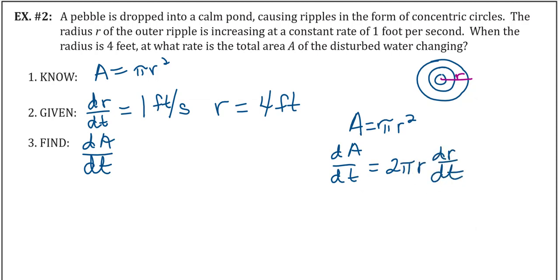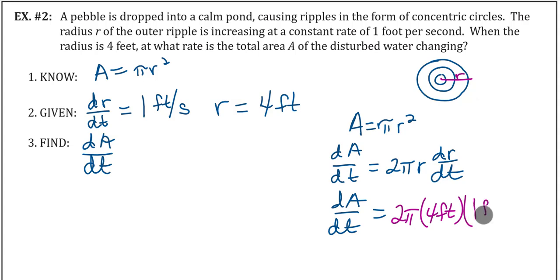Okay, now we're going to substitute. So we want to find dA/dt. That's going to stay. And we're going to substitute everything else. So 2 pi is 2 pi. r is 4 feet. And I always recommend putting the units in at this point because it'll help you get the correct units at the end. And then the rate of change of the radius is 1 foot per second.